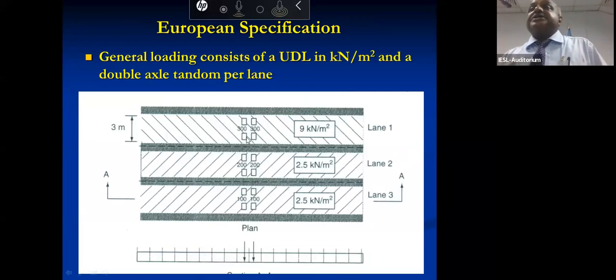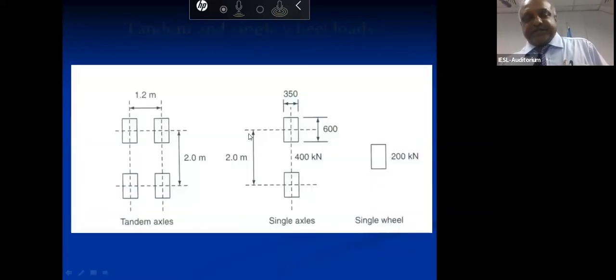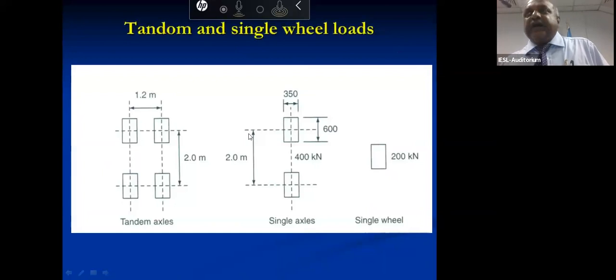Means 60 tons in the middle of the bridge. So you can see, again, they are very heavy loads. So we are designing for very heavy loads. And these two options are also given.